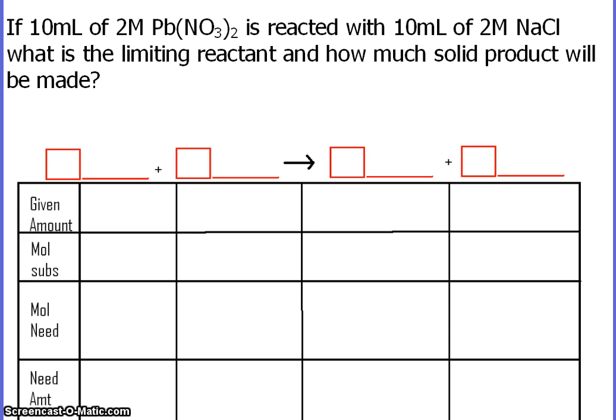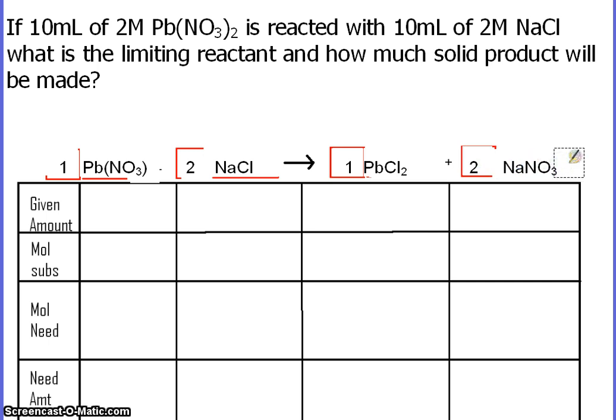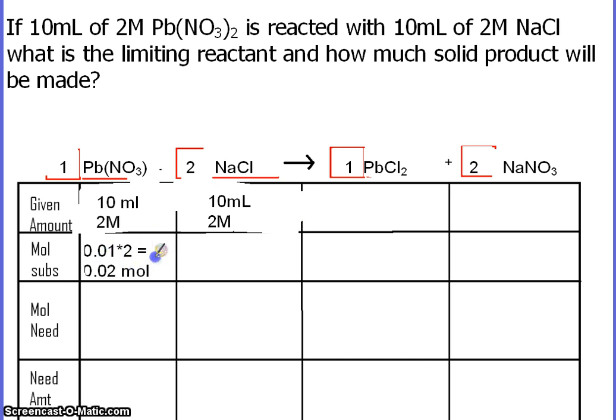So again, I've got my reaction all laid out. Okay, so I'm given amounts. I've been given 10 milliliters of 2 molar lead nitrate. I've been given 10 milliliters of 2 molar sodium chloride. The first thing I'm going to do is go to the moles of the substance. So I take the volume times molarity. The volume is 0.01 liters, that's what 10 milliliters would be, times 2 molarity, and I have 0.02 moles of lead nitrate.